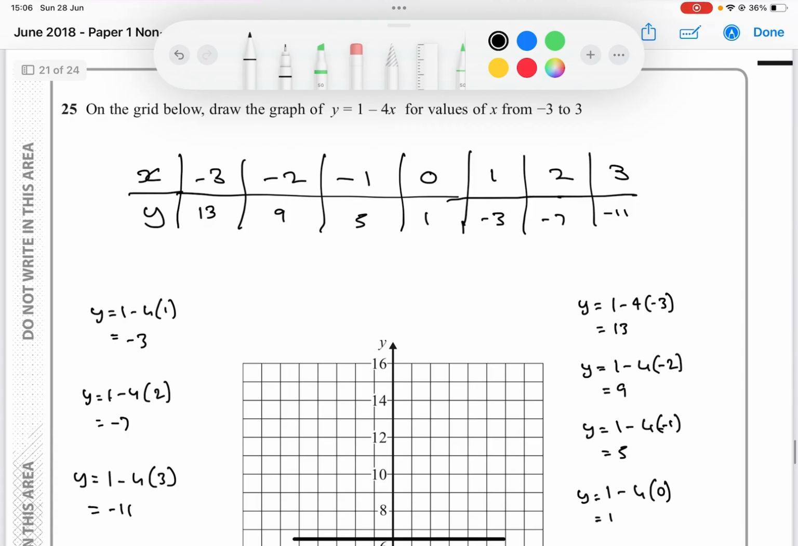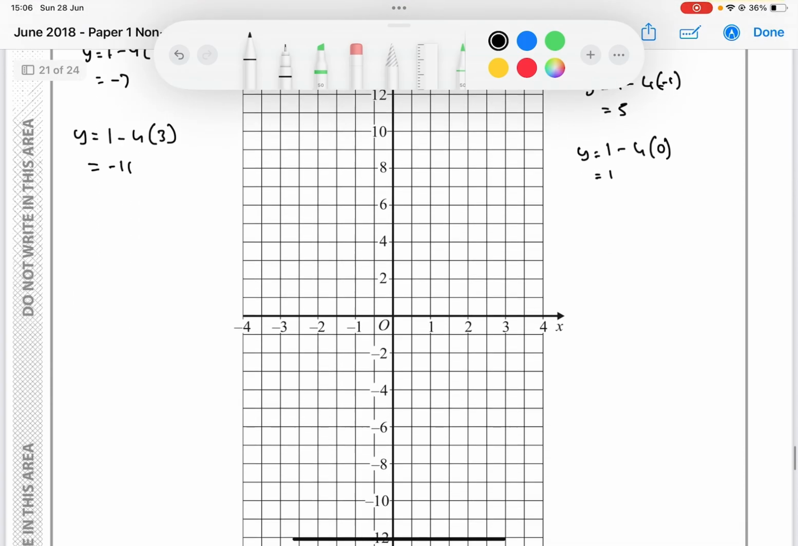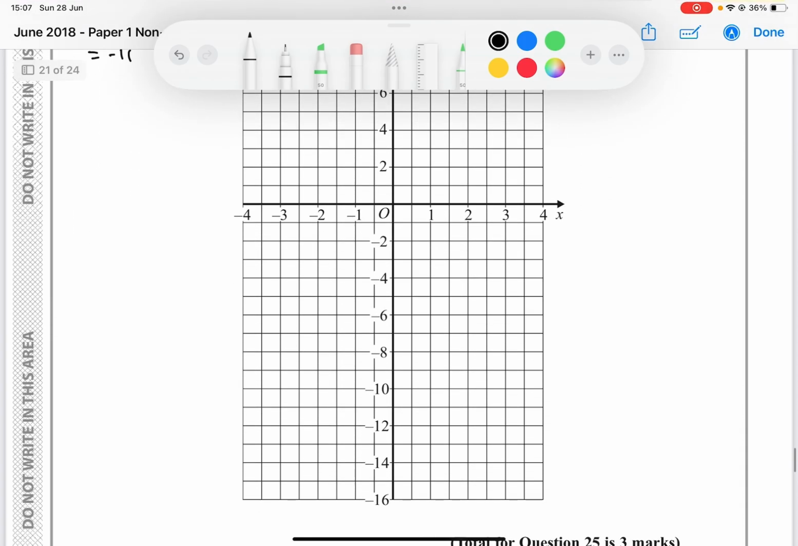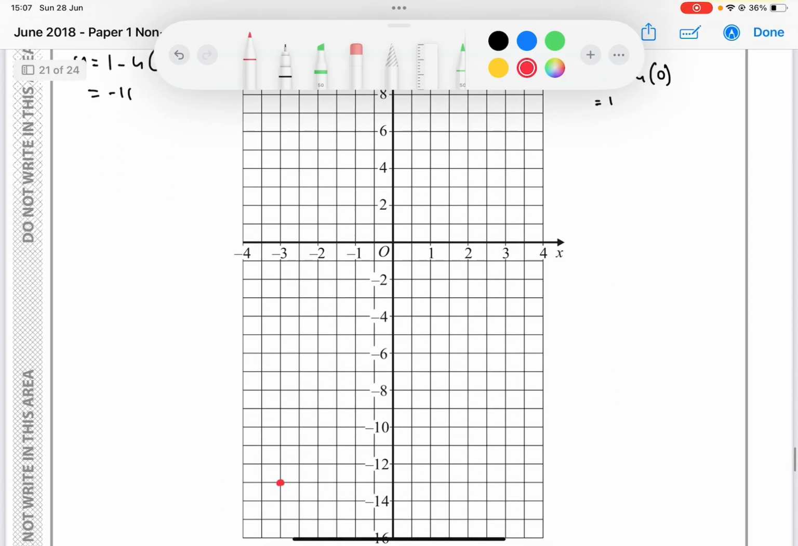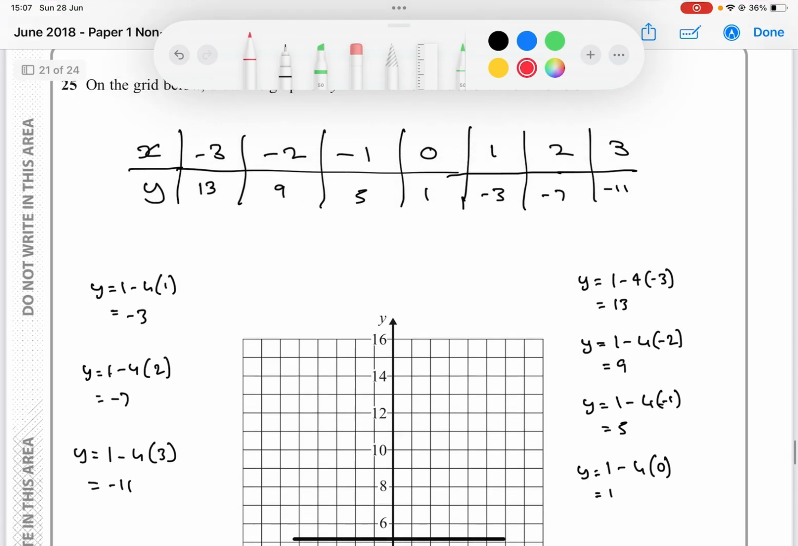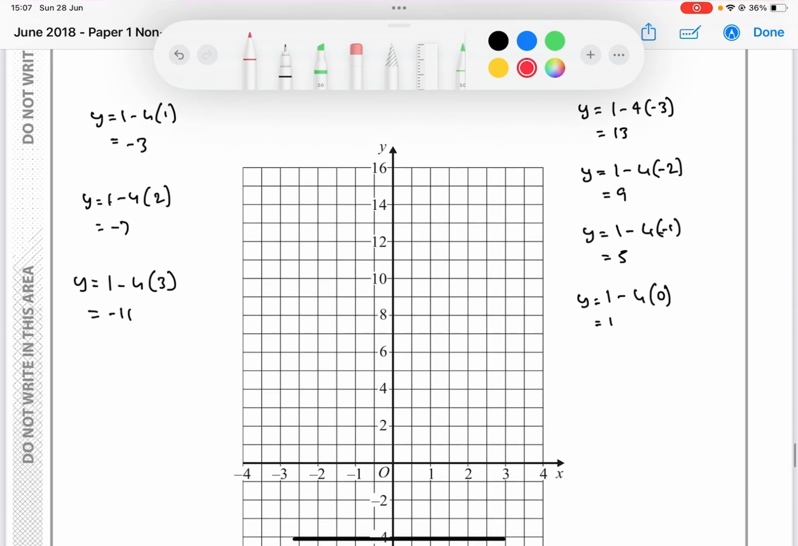So our first point is minus 3, 13. So let's go to minus 3, 13. That would be over here. I'm actually going to do it in red so I can see. Then we have minus 2, 9. Oh, sorry. Wrong point. Minus 3, 13. Y is positive. So it'll be minus 3, 13. So over here. Then we have minus 2, 9. So that would be over here.